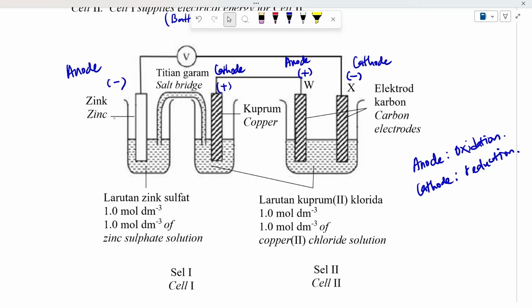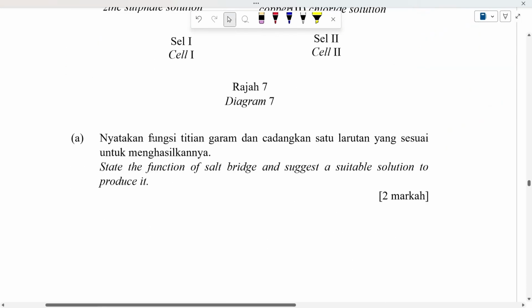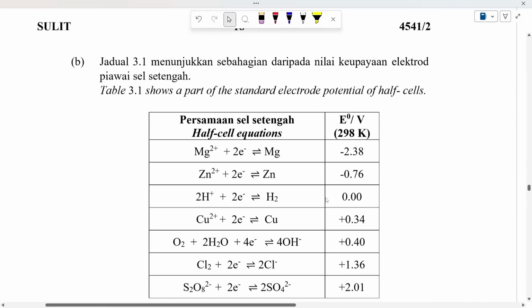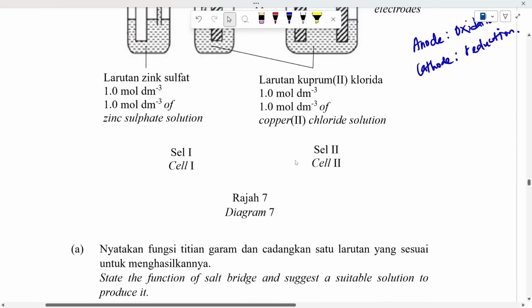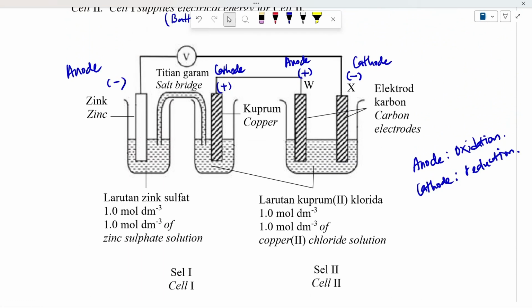Now, if we look here, the anode undergoes oxidation. Here you can get the information for the half equation. Look at the table given to you, zinc. Zinc undergoes oxidation, so do you go to the left or to the right? Go to the left, it loses electrons, right? So zinc forms zinc ions, losing 2 electrons. Anode, oxidation.